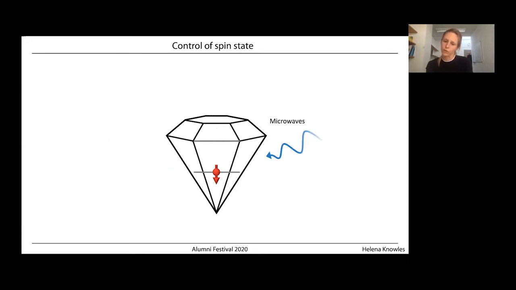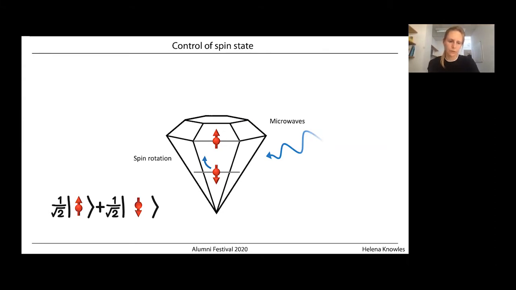And then the other control knob that we have is these microwaves. So we can apply microwave pulses. We use microwave antennas to coherently drive this spin from its ground state to the upper state. So again, here illustrated with these arrows. We can also use slightly shorter pulses to create these kinds of superposition states. So we really have full control over the quantum state of this defect. Yes, so superposition states as shown down here on the left.